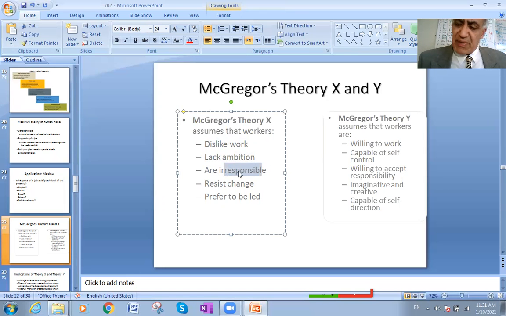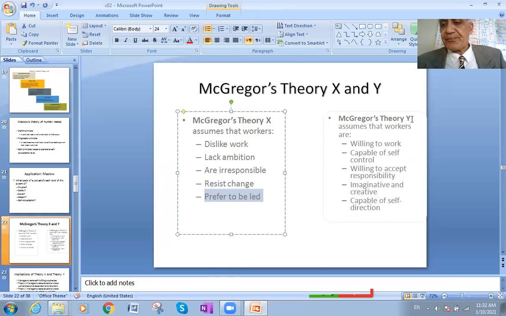Irresponsible. Those kinds of people are irresponsible as well. They resist change. This is another point. And they prefer to be led. Led means directed by someone. They like to be dominated, to be directed by someone. They cannot do the work by themselves. They always need someone to direct them to do the work or to the right path.